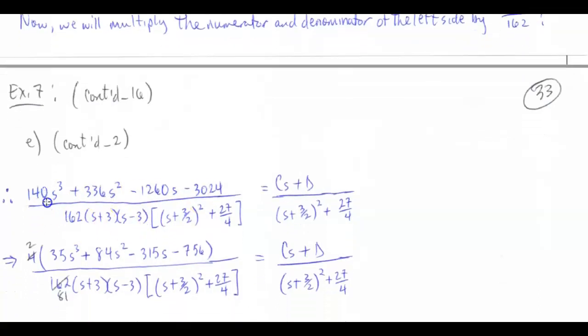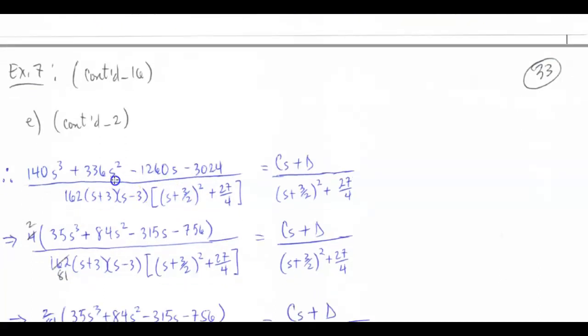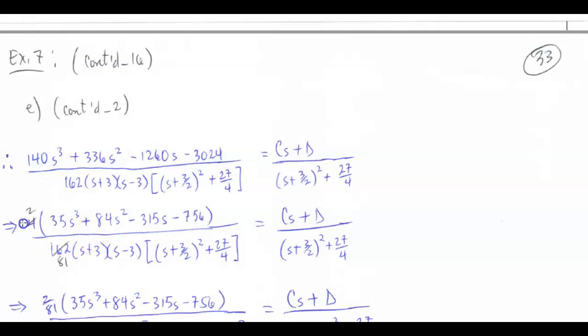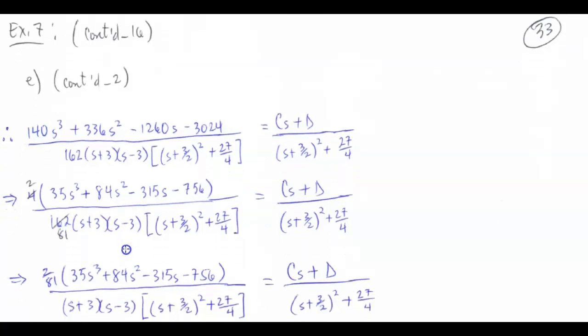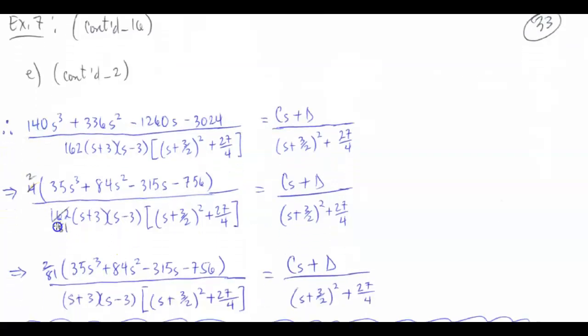And I notice here that all of my coefficients are even, so I know that I can factor out at least a 2. It turns out that I can factor out 4 out of each of these. So I do that. And of course, the 4 and the 162 reduce to 2 over 81. And so then at that point, I'll go ahead and move this 2 divided by 81, move that fraction up to the top.